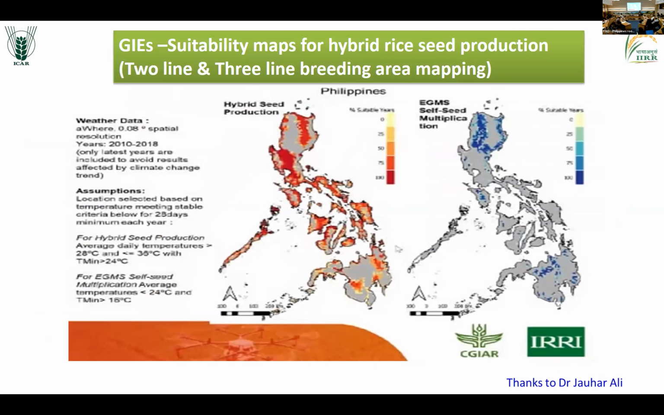In the same way, in the Philippines, they have identified some areas suitable for hybrid seed production and two-line seed multiplication based on temperature.